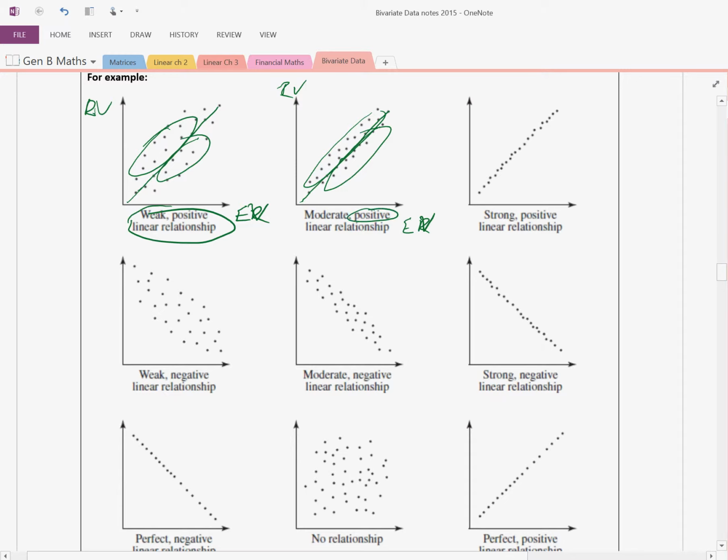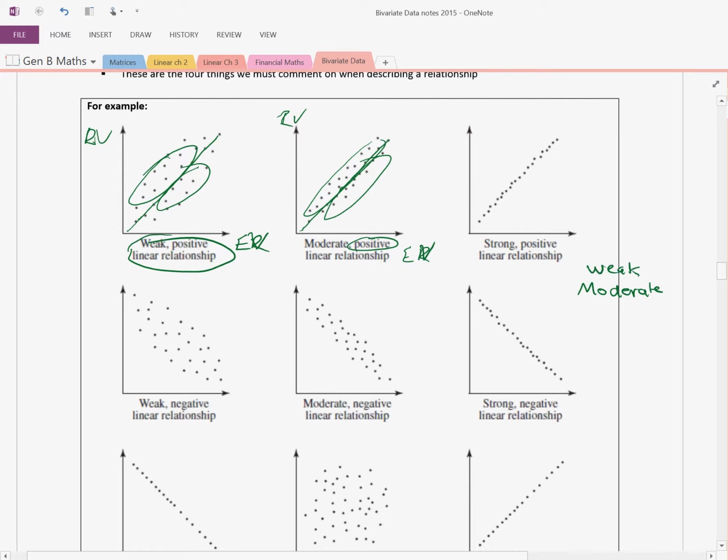So if you're asked to explain what type of relationship it is, there's a few things. First of all, it's whether it's moderate, weak, or strong. That's step one. Then we have to ask ourselves, is it positive or negative? And then the last thing we have to ask ourselves is, is it linear or is it non-linear? And of course, they don't all have to be linear.